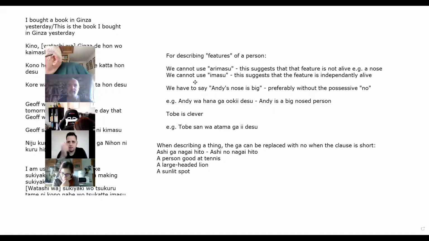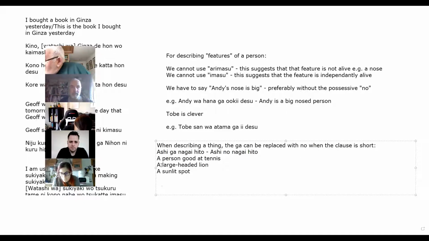But in this kind of statement, this is the right way to use it. Andy wa hana ga ookii desu. But if you want to now take a thing and say a person with a good head or a person with a big nose and put that into another sentence, then we need to compact that subclause. So if you're describing a thing, the ga can be replaced with no when the clause is short.